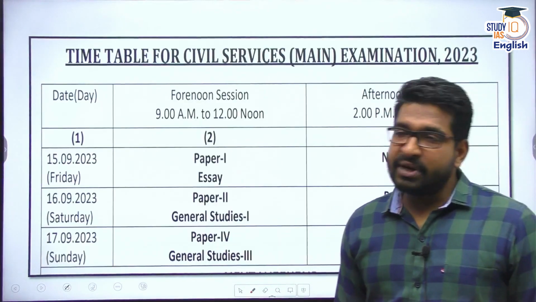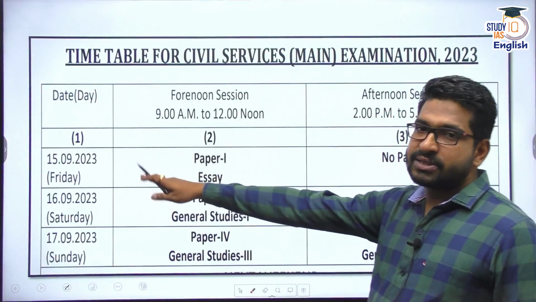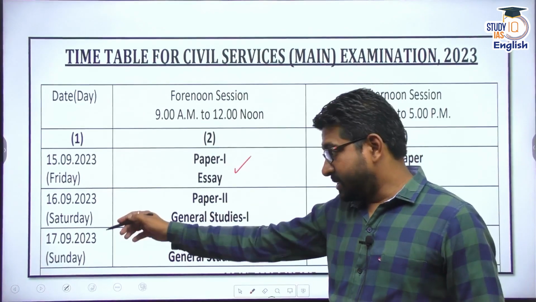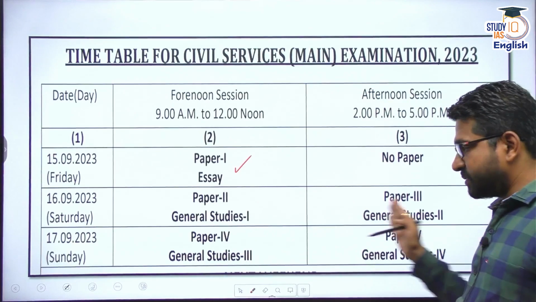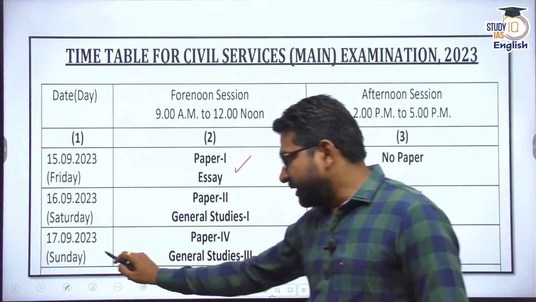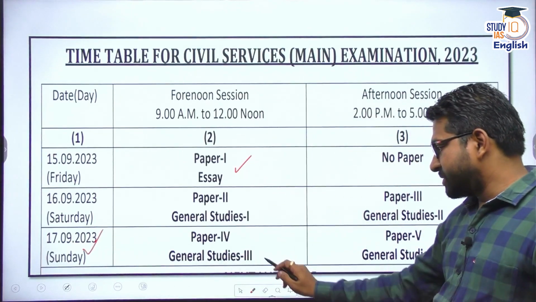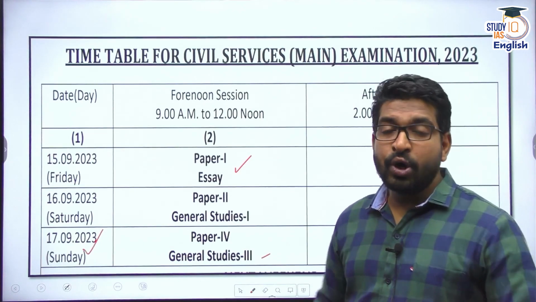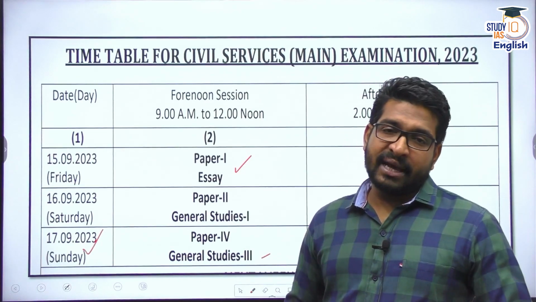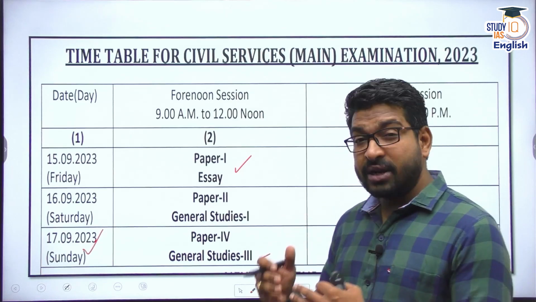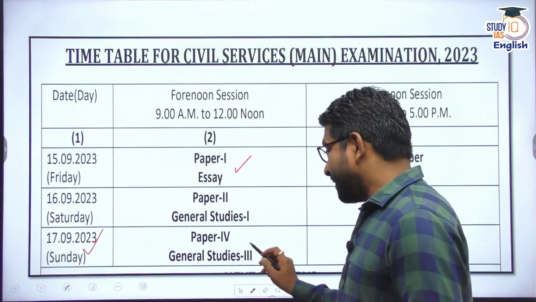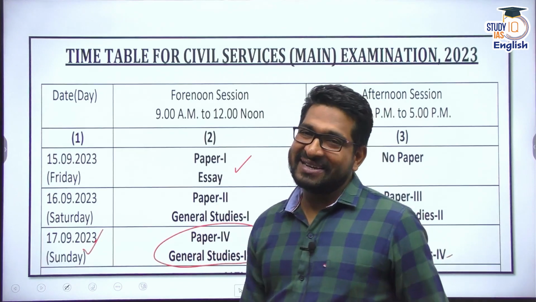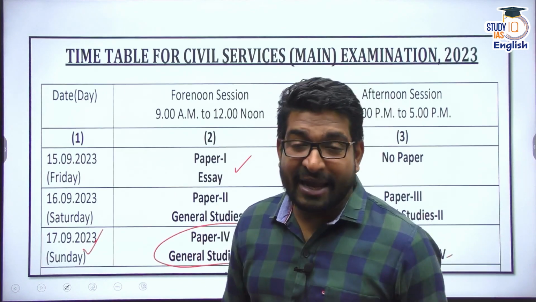This year, the mains is going to start from 15th September 2023. On 15th, there is the essay paper, paper 1. On 16th, two papers, GS paper 1, GS paper 2. And on 17th, there are two papers, GS 3 and GS 4. And this particular series is going to help you enhance your knowledge, enhance your database, and perhaps write good answers for this particular paper, GS paper 3 on 17/9/2023. So what is the plan of action in this series?